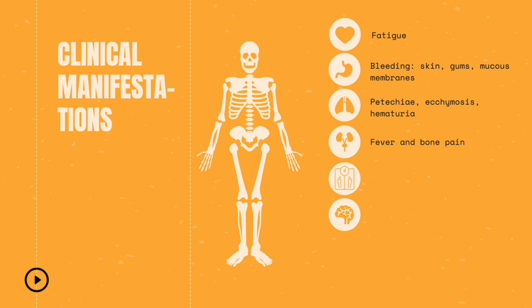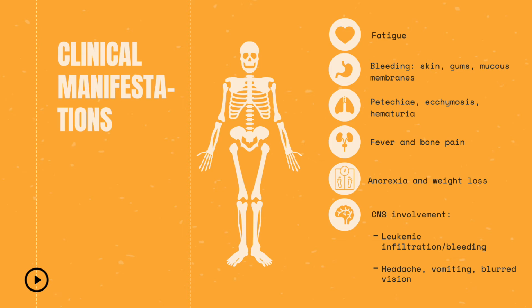Also, fever, bone pain, anorexia, weight loss, and additional central nervous system involvement, which includes leukemic infiltration and bleeding, headache, vomiting, and blurred vision.